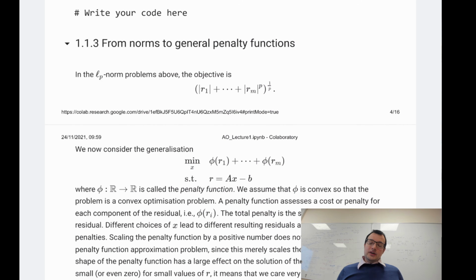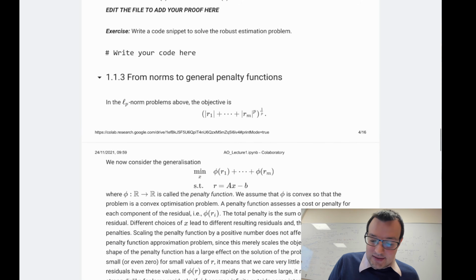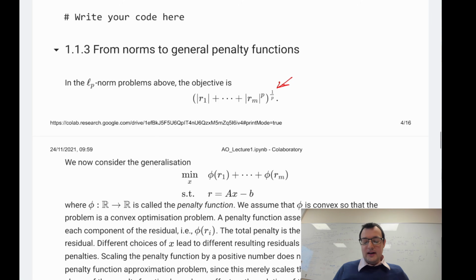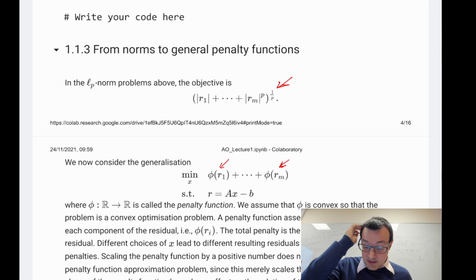We've seen up to this point that our problem has this type of form, in which we have the sum of powers of residuals to a certain root. We can then generalize this objective, considering instead that our residuals are weighted by a certain function phi, which we call the penalty function.